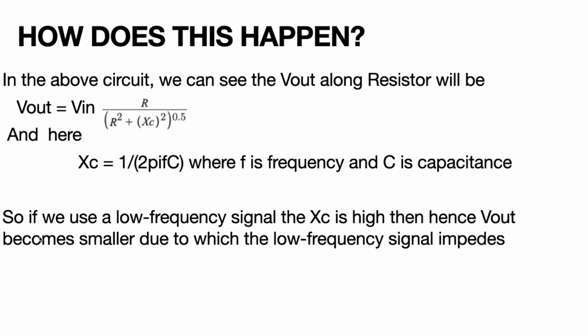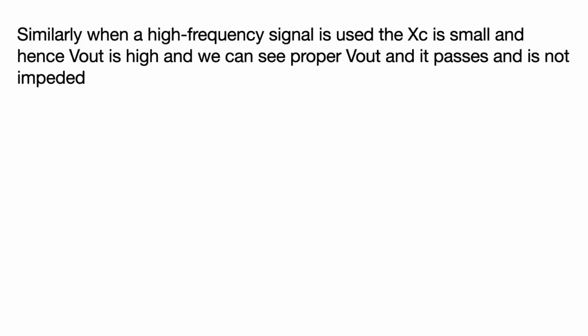So if we use a low frequency signal, the Xc is high, hence Vout becomes smaller, due to which the low frequency signal is impeded. Similarly, when a high frequency signal is used, the Xc is small and hence Vout is high, and we can see proper Vout and it passes and is not impeded.